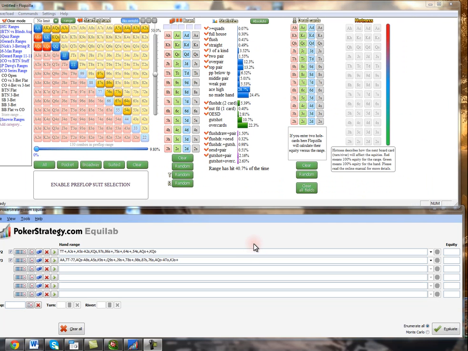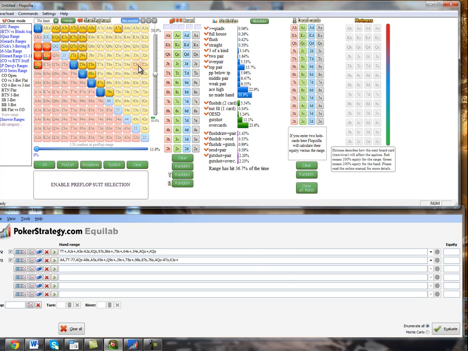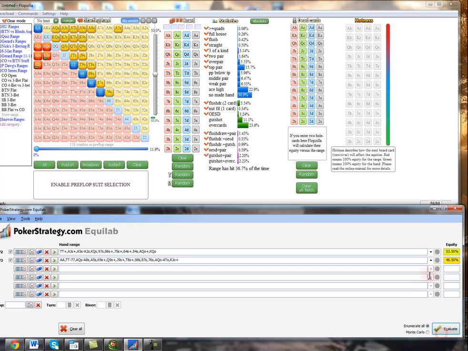So now what I've done is I've taken the big blind 3-betting range, which is this range right here, and put it in Equilab. I've also put in the cutoff 3-bet flatting range, which is this range right here, and also put in Equilab. I'm going to evaluate the equity, just to remind us that the big blind 3-betting range has 53.5% equity, and the cutoff 3-bet calling range has 46.5% equity.